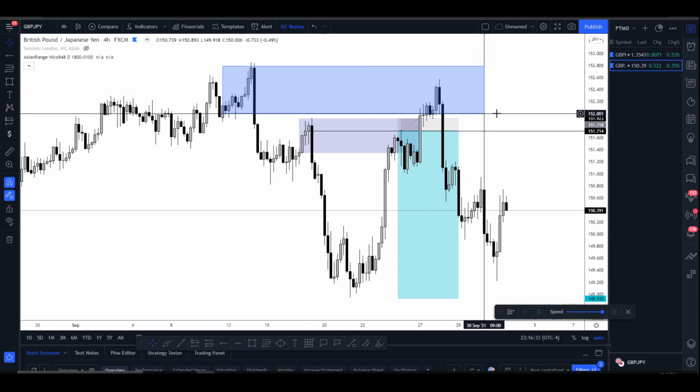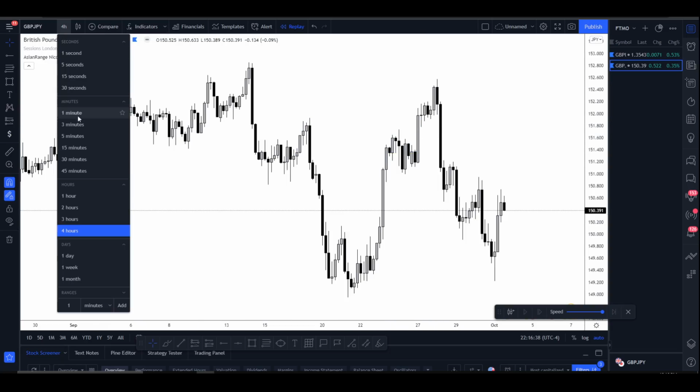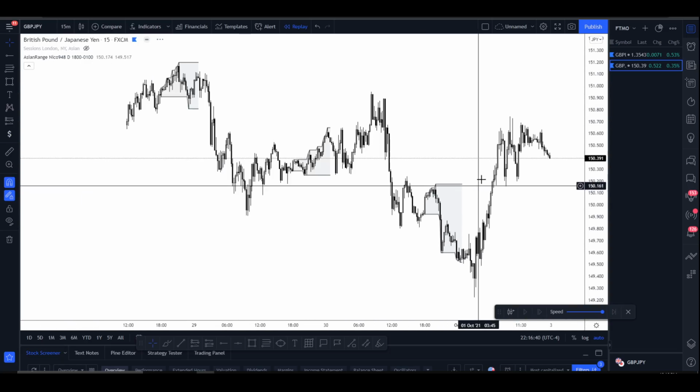Which was this daily area of supply right over here. So that's also something you have to keep in mind. Supply and demand can be found on every single time frame. It's just about how you use it.